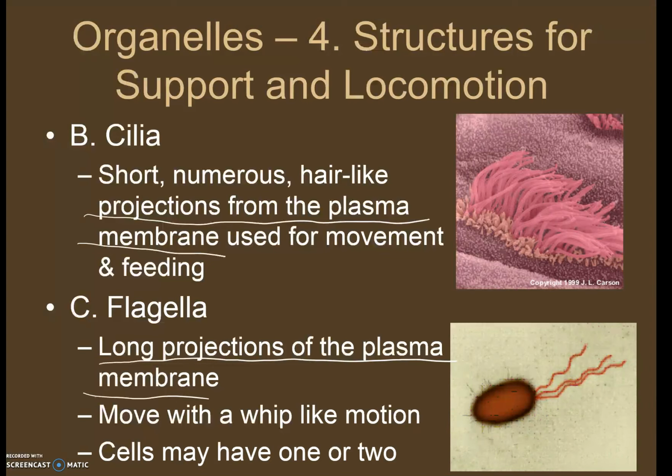And as I mentioned with the flagella, in addition to only having 1 or 2, the motion that they move with is going to be different than cilia. It's going to move in a whip-like motion for eukaryotic cells. In prokaryotic cells, it's going to spin like a propeller on a boat.